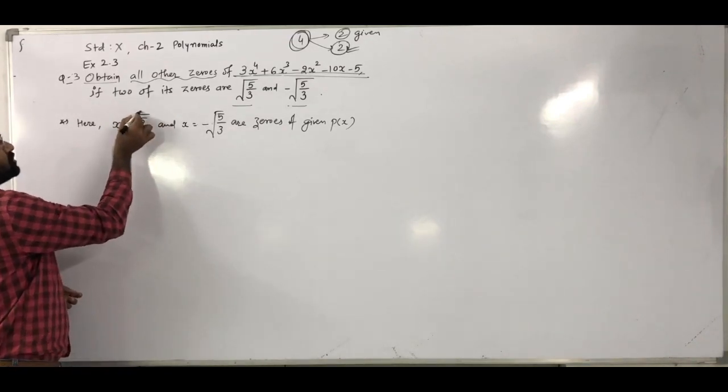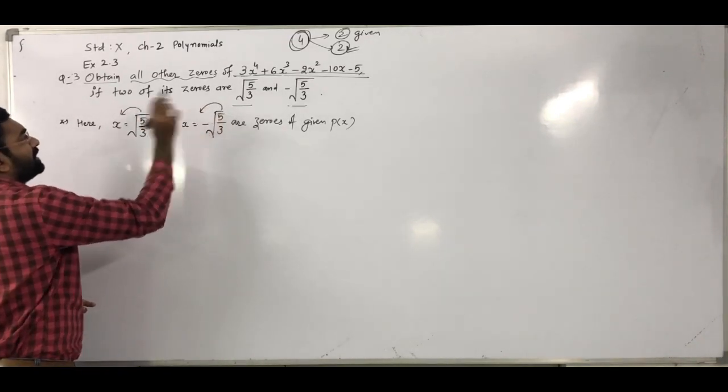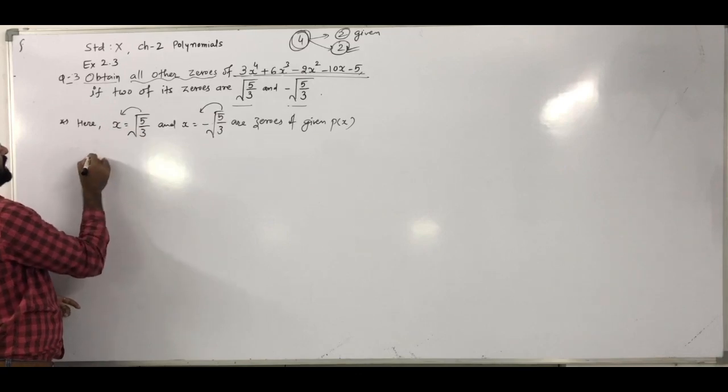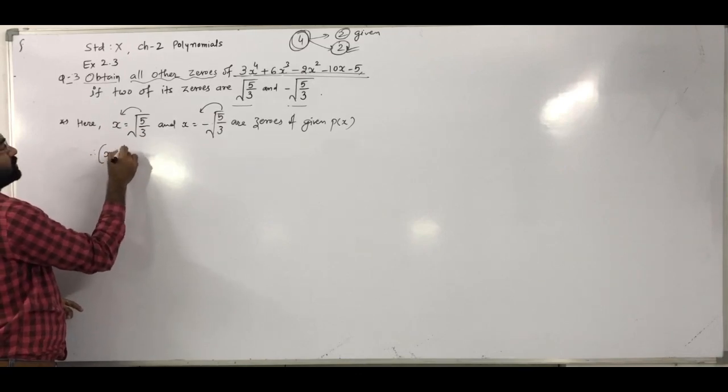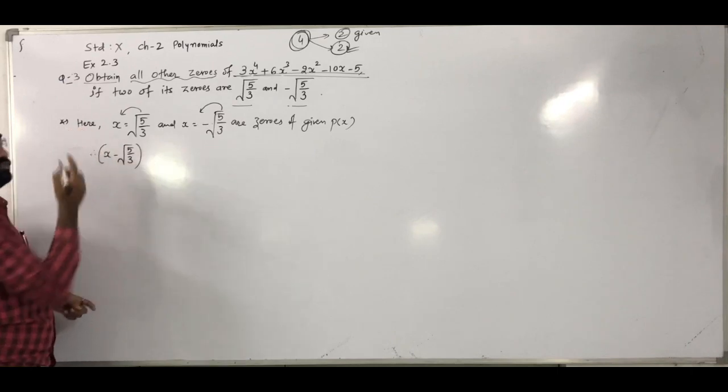Now zeros are given, so we can define its factors. How can we define its factor? If we take root 5 by 3 to the left hand side, it becomes minus root 5 by 3. This one is the first factor.